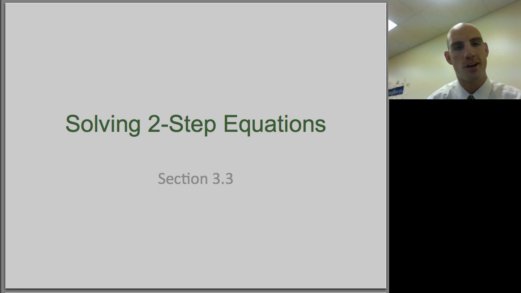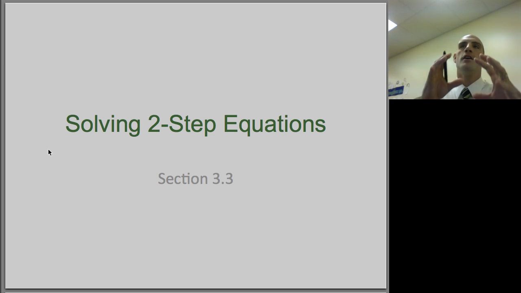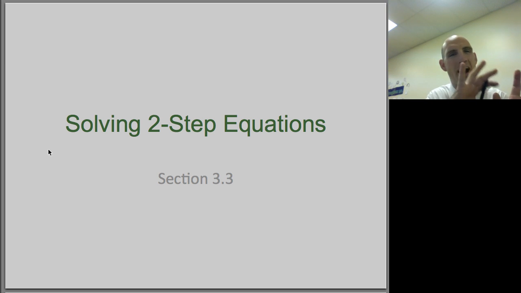Back, everybody. Today we're going to talk about solving two-step equations. So far, we've been solving one-step equations where we ask what is being done to the variable, or what's with the variable. How do we eliminate that to get the variable by itself? In this one, we're going to have to do two steps, and the process is something that we follow to eliminate everything that's not with the variable.